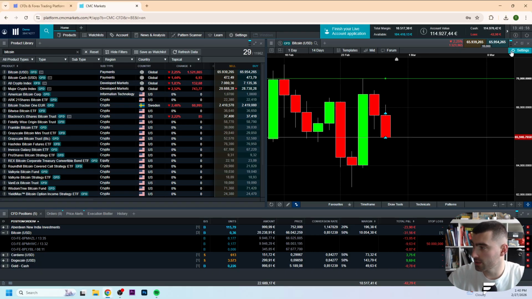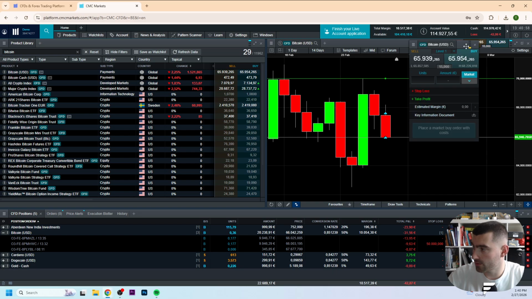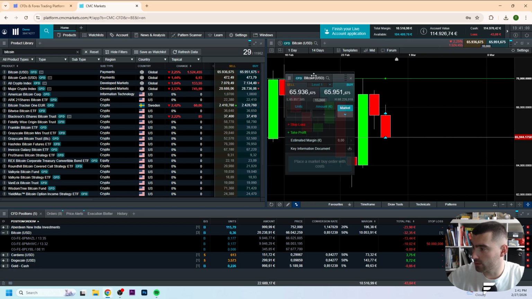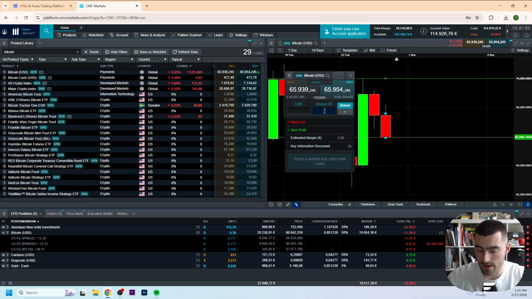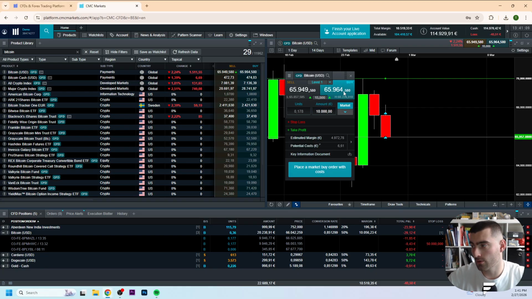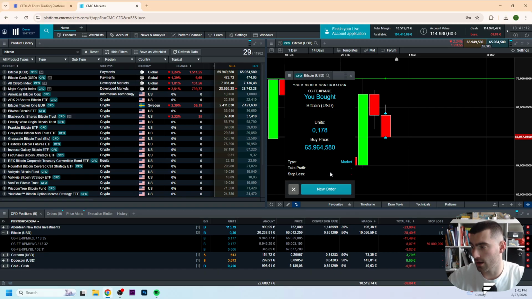So what we're gonna do is click here on the blue icon right there. And now we can create ourselves an order. And then we fill in the amount of Bitcoin that we want to buy. So let's buy 10 grand of Bitcoin. And then the only thing that we need to do is click right here on the blue icon and then do place a market buy with costs.